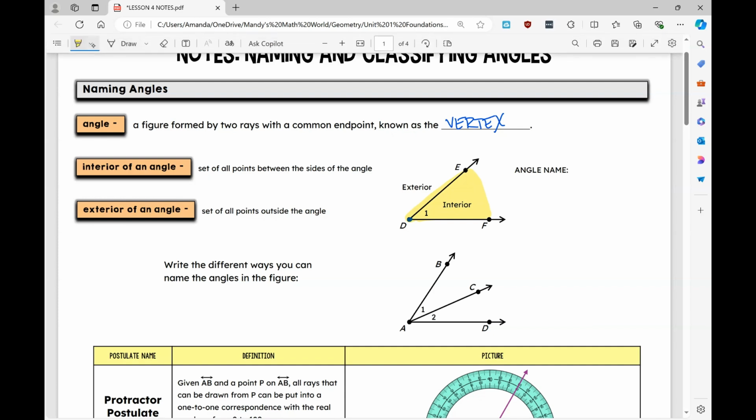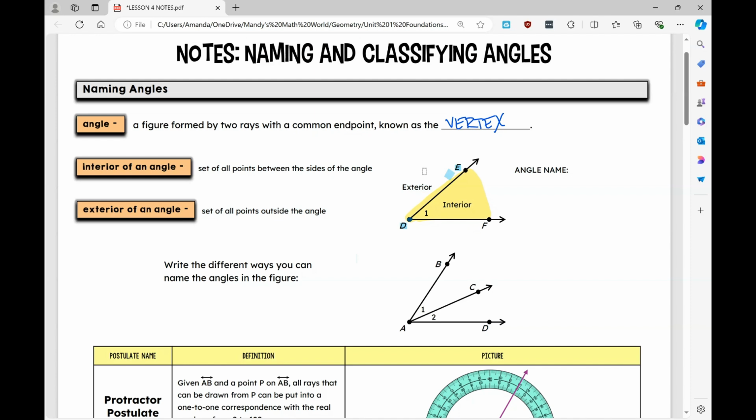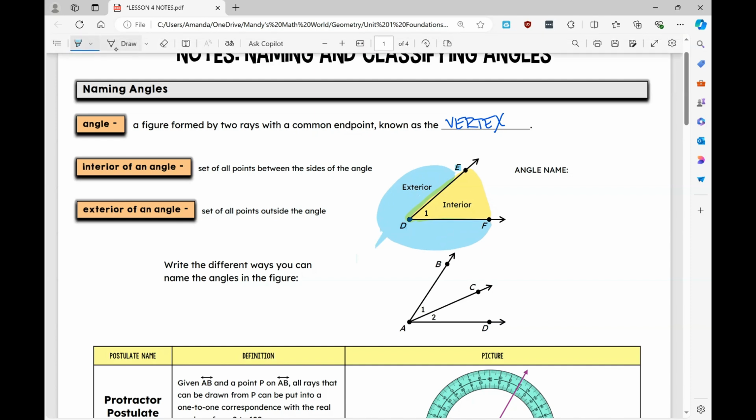The exterior of an angle, let's use a different color here, is the set of all points outside the angle. So all of this is the exterior of this angle. It's the outside, the set of all points outside the angle.